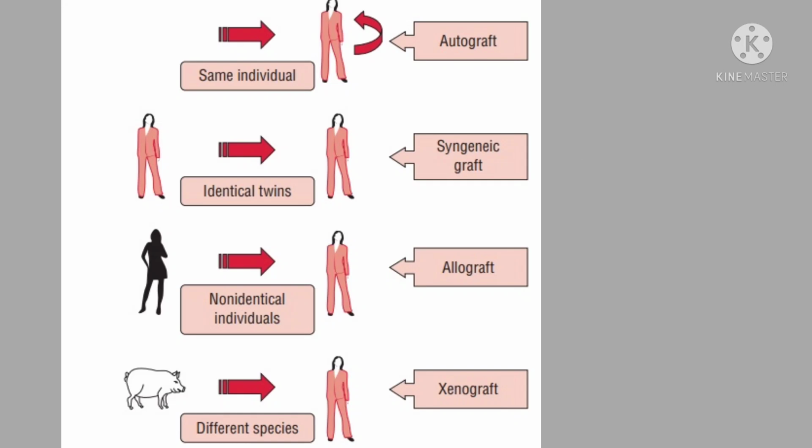The graft derived from same individual is autograft, and graft from identical twins is syngeneic graft, and graft from non-identical individual is allograft, and graft from different species is xenograft or heterograft.